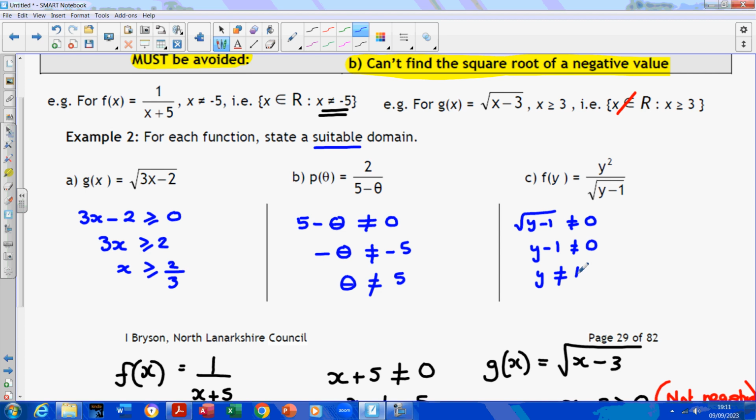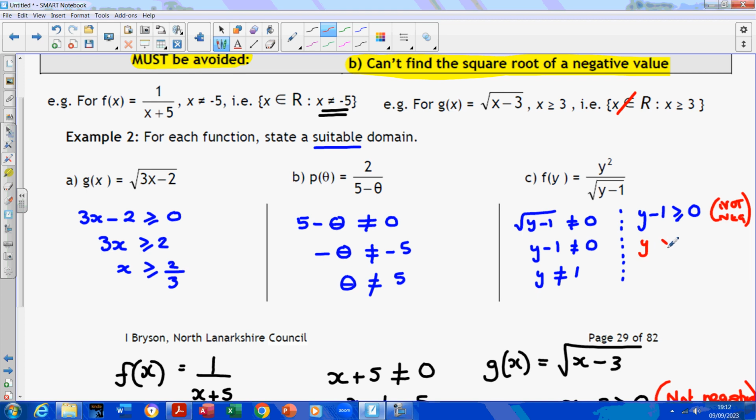Now the other thing that I've got to think about is, because we've got a square root in there, the square root can't be negative. So it's not just 0, it cannot be negative. So if that can't be negative, y minus 1 has got to be greater than or equal to 0. Can't be negative. That's another way of describing it's not negative. Okay, and I'll put that in there. It's not negative. It's greater than or equal to 0. So solve that wee one. Add 1 onto both sides.